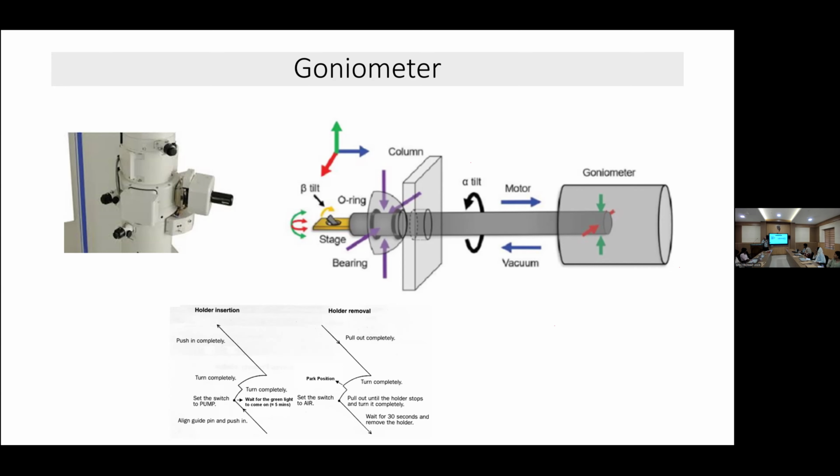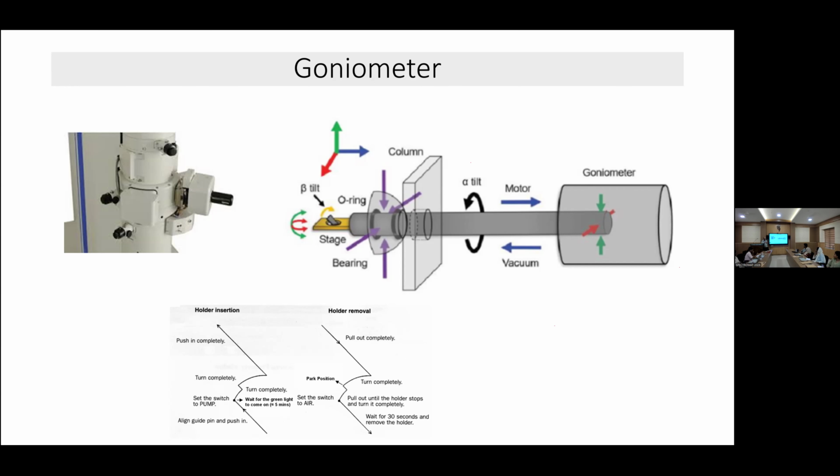The same technique is used here to insert the holder, because we want to insert the sample into a high vacuum chamber. If we open it directly, then we lose the high vacuum inside. That's why we use airlock systems. First we insert up to a level, then create high vacuum there, and then open the column section and insert. That is how we insert samples inside a TEM.